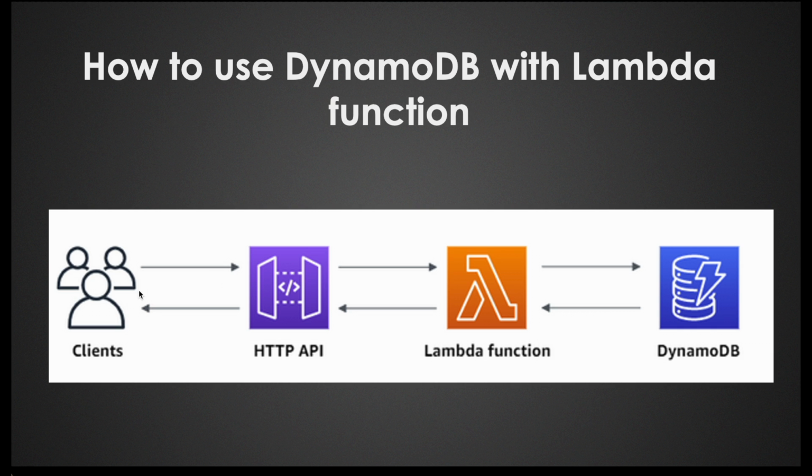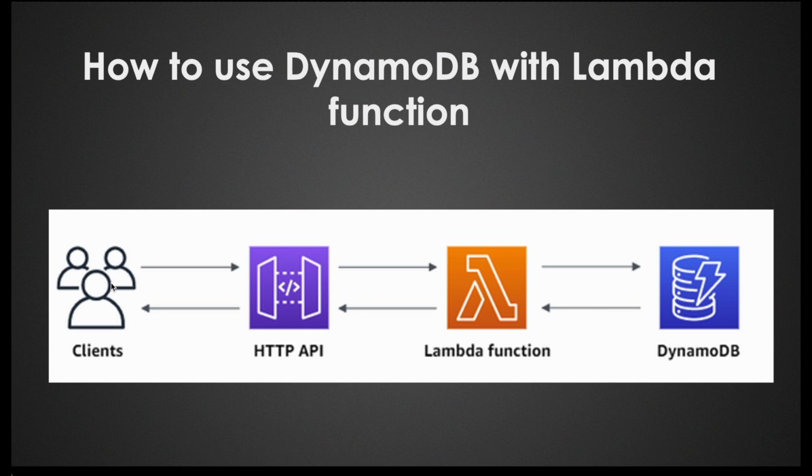So the client interacts with the HTTP API, and then the HTTP API invokes that Lambda function, and that Lambda function will interact with the DynamoDB table and perform the necessary actions like fetching the data, or updating the data, or deleting data, all those things. And as you can see, the Lambda function is sending a request to the DynamoDB table, and the DynamoDB table is sending a response, and again the Lambda function is transferring that response to the HTTP API, and then the HTTP API is sending the response to the client.